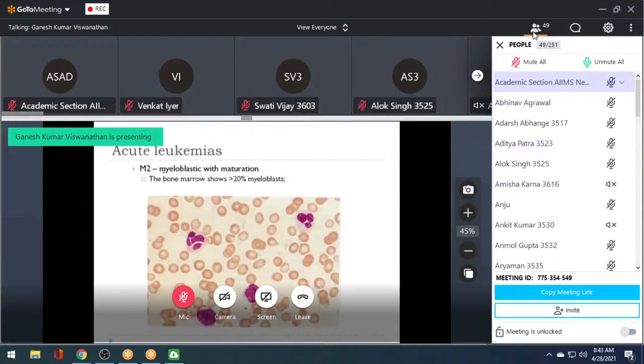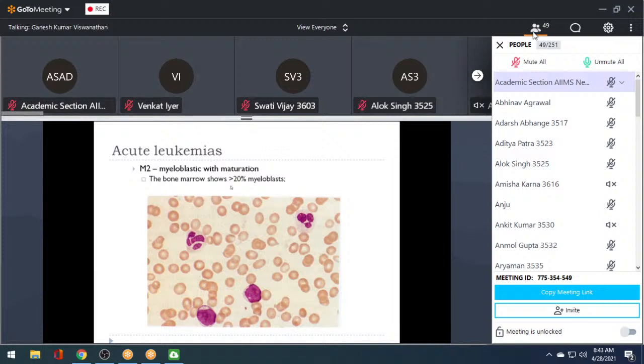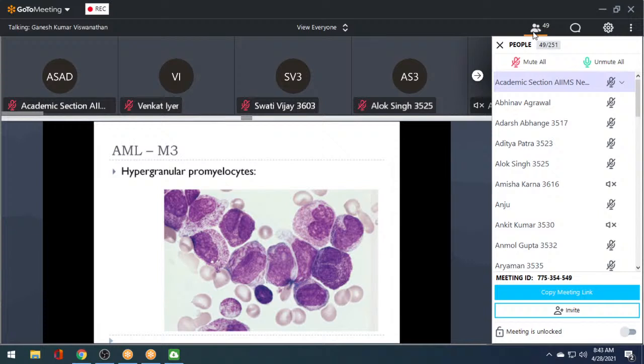AML M2 is acute myeloid leukemia with maturation. Here the blasts are more than 20%, but in addition to the blasts, you can see differentiated cells. What are these differentiated cells? These are neutrophils. So we can see a lot of neutrophils and myelocytes in addition to blasts.